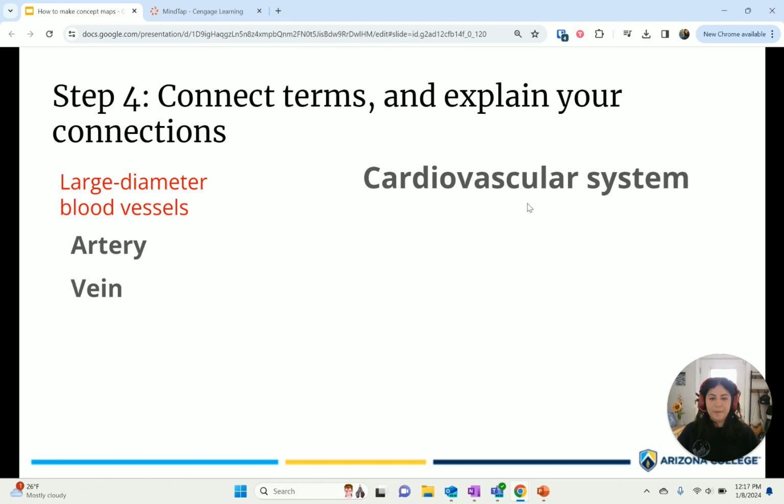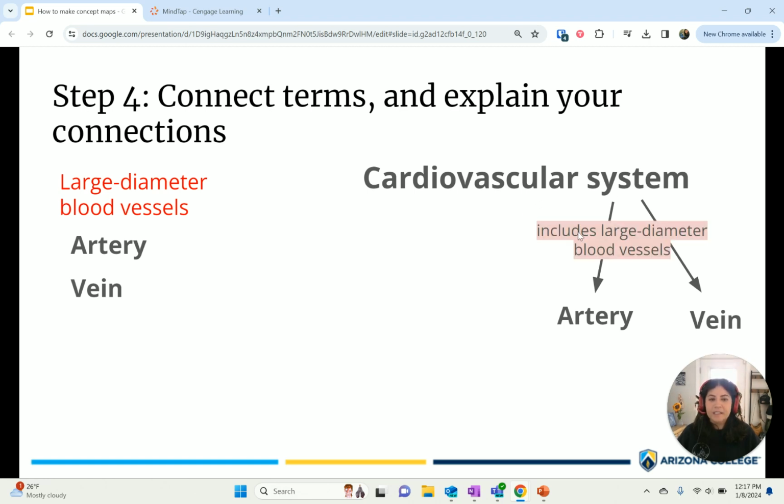And I'm going to just draw an arrow from cardiovascular system to artery and to vein, and I'm going to explain the connection. The connection there is that the cardiovascular system includes large diameter blood vessels, which would be arteries and veins. There we go. So that is our first part of the concept map.